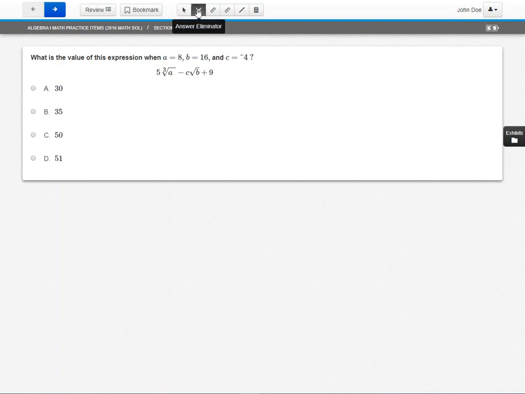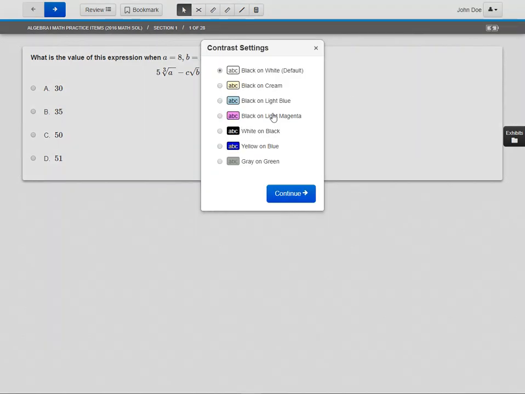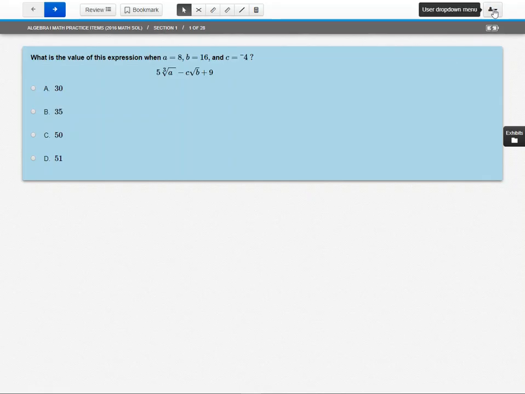You've got some tools up here. You've got an answer eliminator up here, where you can cross answers off or recheck them. You've got a pointer. And the one we're going to use a lot here is Desmos. Something else you might not know is over here: if you click up here, you can change the background color. It's kind of cool. I kind of like that blue one.